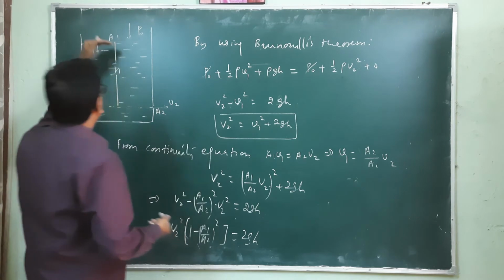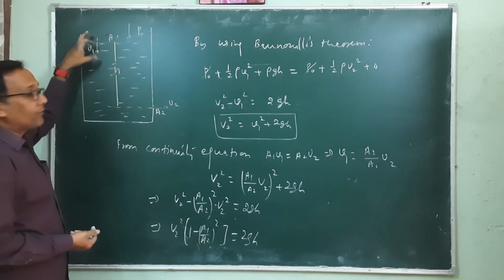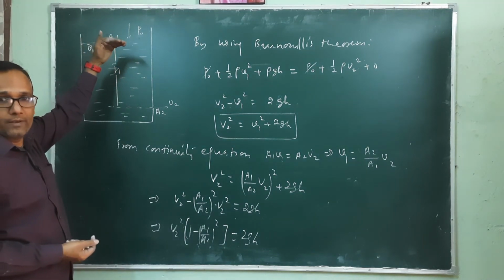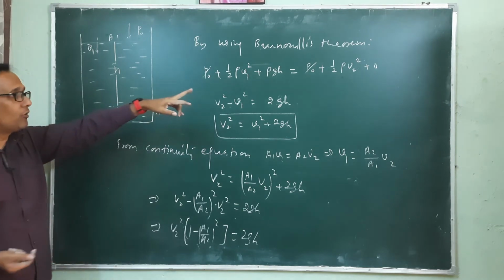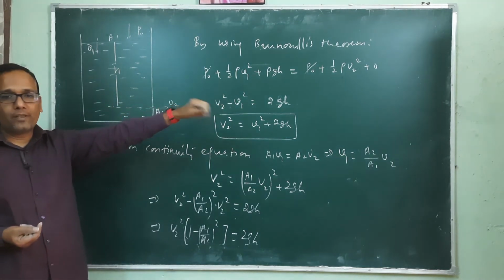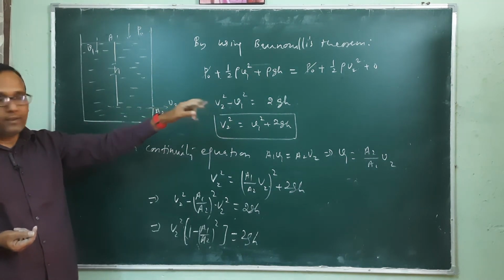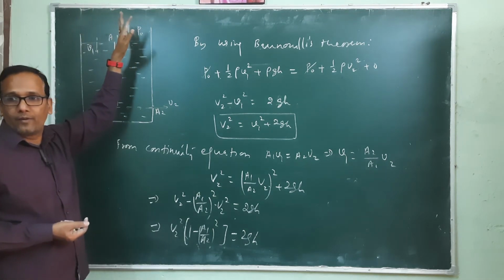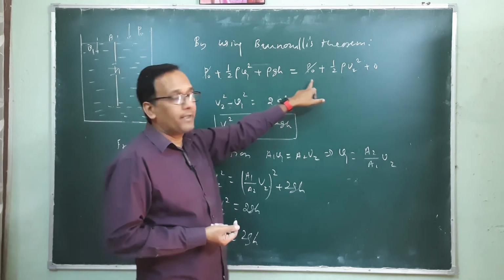At the top level, we have the pressure energy, kinetic energy, as well as the potential energy, because the height at that level is H. And at the second point, we are taking this as a reference point, so we avoid the potential energy, and the kinetic energy is half rho V2 square. Because this is open, whatever the pressure is available here, that pressure will be the same. So the pressure energy is identical.